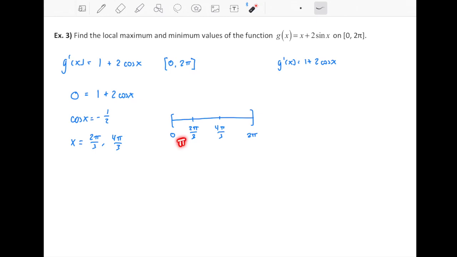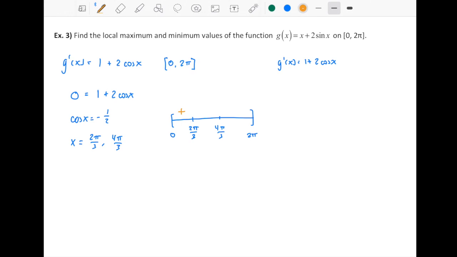In between that, pi over 2 is a good example. g prime of pi over 2 is going to be 1 plus 2 cosine pi over 2. And I know that is 0. So 1 plus 0, that's a positive value. So our function is increasing from 0 to 2 pi over 3.